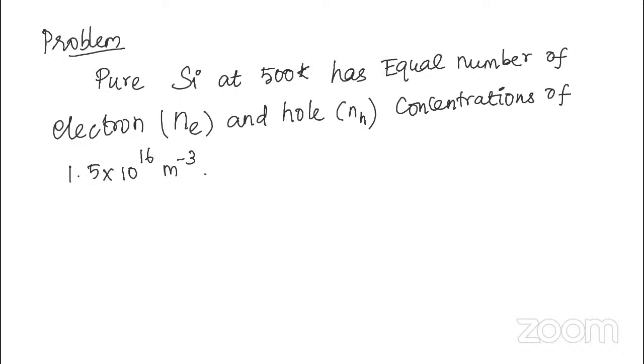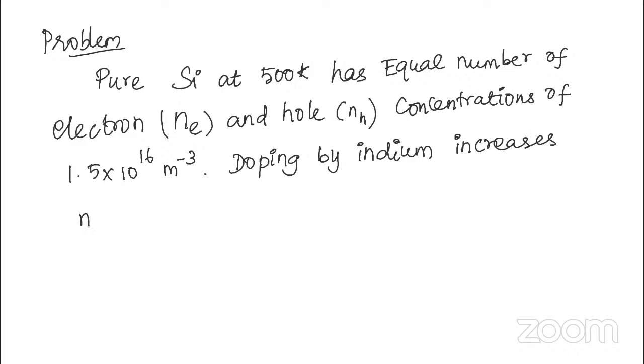Okay, so here they are adding indium as a dopant. So by doping with indium, NH increases to 4.5 into 10 power of 22 meter power minus 3. Okay. So here we have to find out the value of Ne.